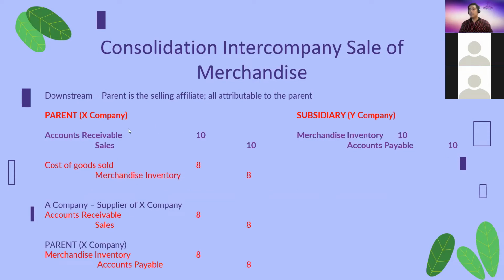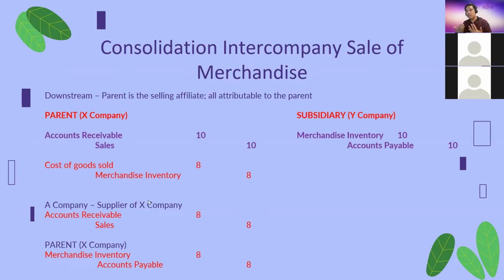Now, sabi ko kanina, in a downstream sale, di ba, si parent nga yung nagbenta to subsidiary, yung binibenta ni parent also came from a supplier. So sabihin natin si X company. So A company, being the supplier of the X company, being the parent. So pag nakabenta si A company, sa libro ni A company, the third party supplier, A company will debit accounts receivable for 8 and credit sales. So yan yung sa book ni A company.